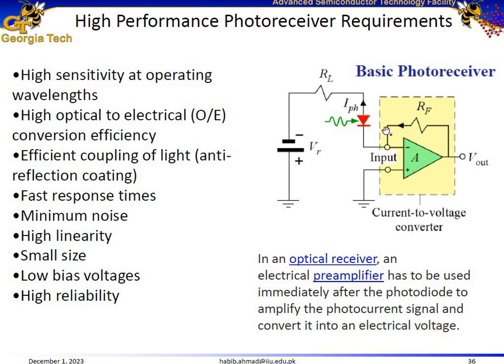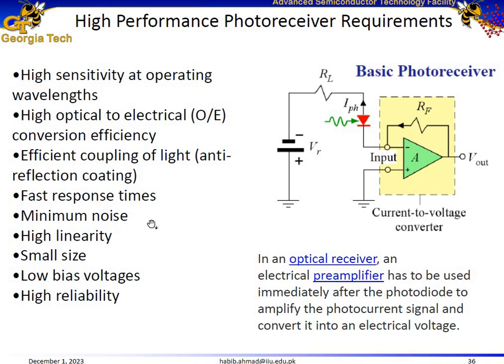There are some key requirements for a good photoreceiver. The first is that it should have high sensitivity at operating wavelengths. Then it should have good optical to electrical conversion efficiency. It should have fast response times. The speed of the photodetector can be improved by using a suitable configuration. For example, a PIN photodetector has a higher speed as compared to a PN photodetector or a photoconductor.